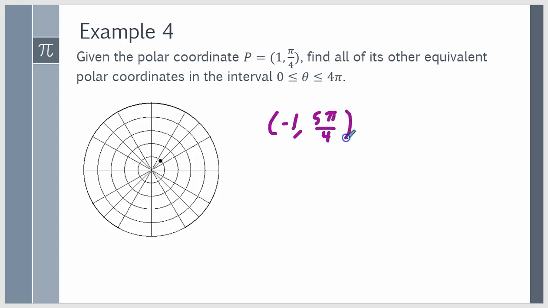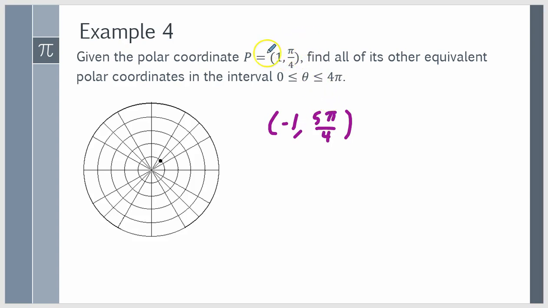So negative 15 pi over 4 is one other ordered pair that is equivalent to 1 comma pi over 4, and this angle here is between 0 and 4 pi. So that's one of our other answers. Now that we have these two answers, there are usually two in your interval from 0 to 2 pi, we can actually write some more by just finding the coterminal angles.